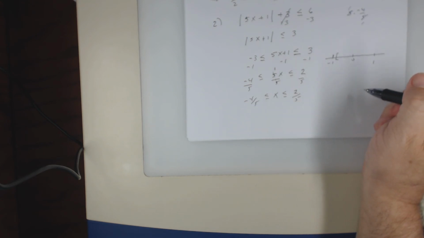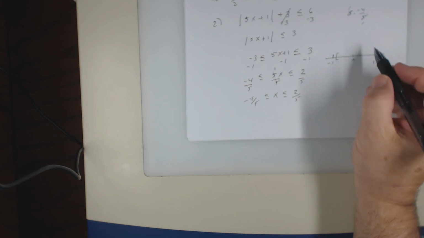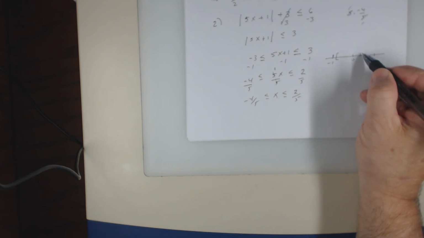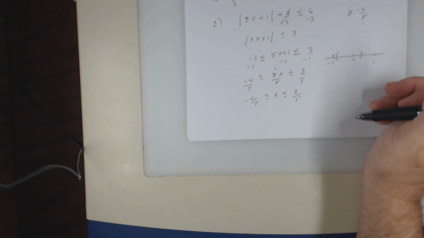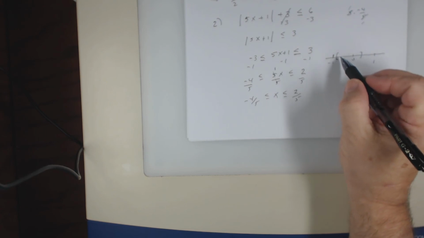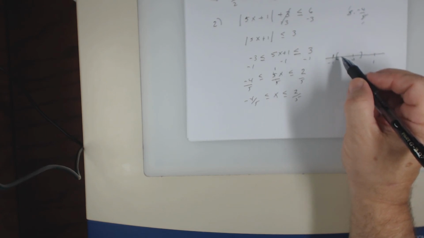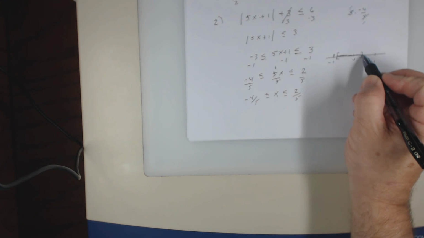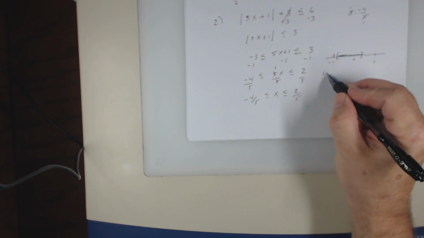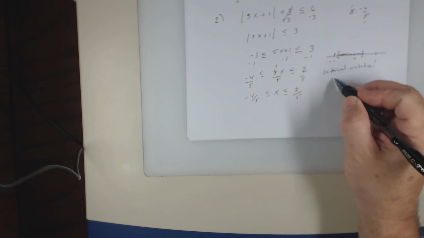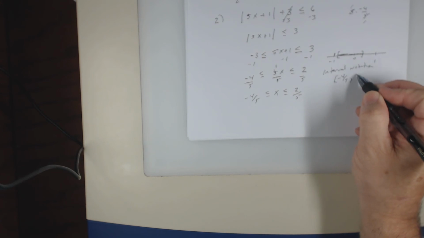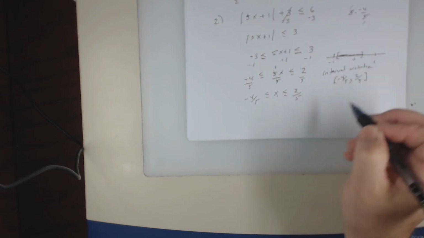2/5 is 0.4. So it's close to a half, correct? So let's say it's about here, because you're estimating where these are. And so what do I do next? Shade it in. So there's your graph. Interval notation. What's the answer? Yeah, and that's it. That's all you do.